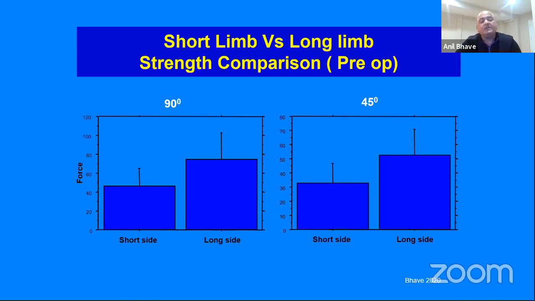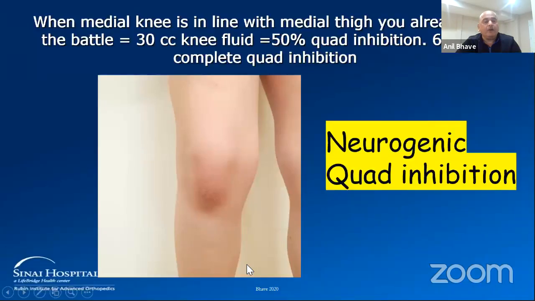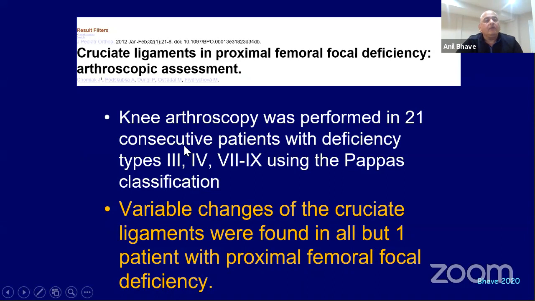So the quadriceps muscle inhibition with a hamstring overpowering the IT band causes a posterolateral subluxation of the tibia, and that's very commonly seen. The quads get inhibited by 30 cc's of fluid in the joint. You have lost 50% of your strength. At 60 cc's, you can't even do a straight leg raise. So a little bit of effusion will cause a significant lack of quadriceps strength and a hamstring overpull.